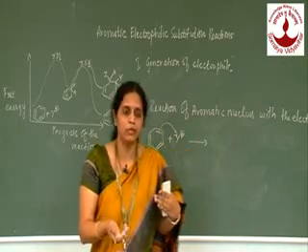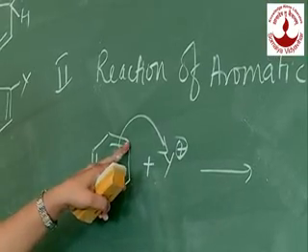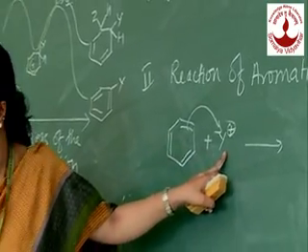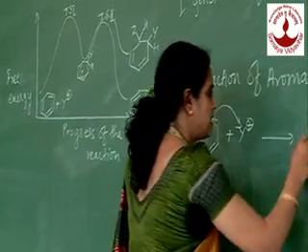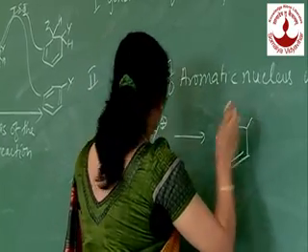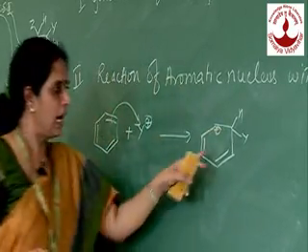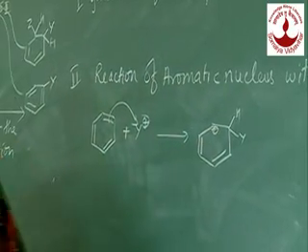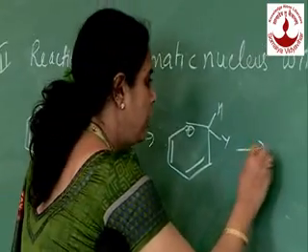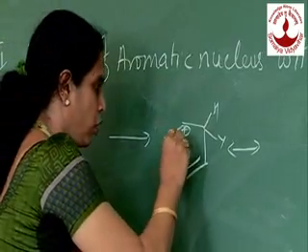How is a sigma complex formed? One of the pi bonds opens up and forms a bond between that carbon and the electrophile. So that is how an arenium carbocation is generated, as we had discussed earlier. And this arenium carbocation is resonance stabilized. Now, how will you generate these resonance structures? By the shift of the double bonds.